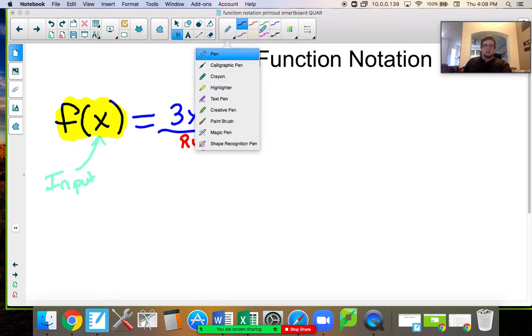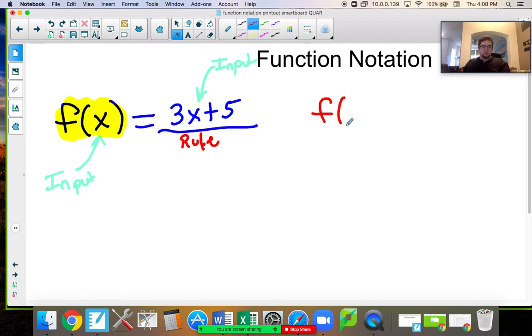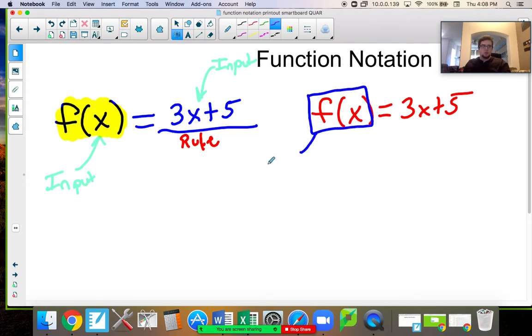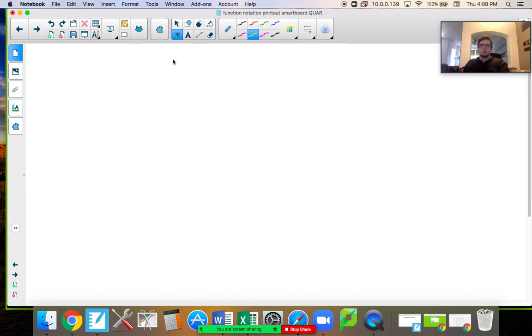The f of x, the whole thing, I'm going to have us write it again. So the f of x here, this term, represents the output. And like we mentioned over here, this 3x plus 5 is a rule. So how it works, we're going to have a t-chart over here to record our x's and f of x values. F of x is really just a fancy y.